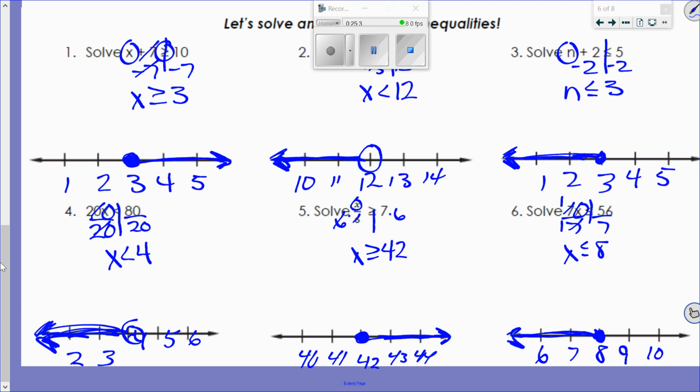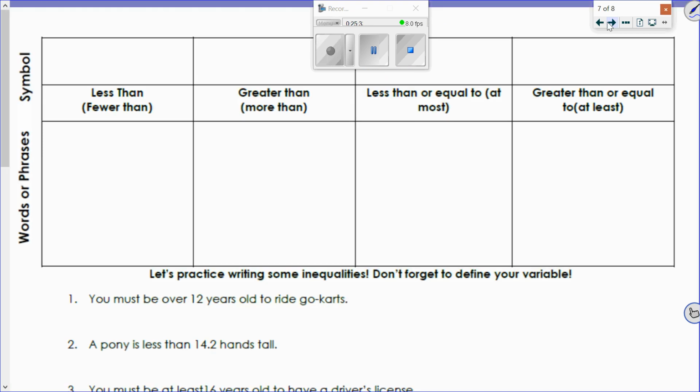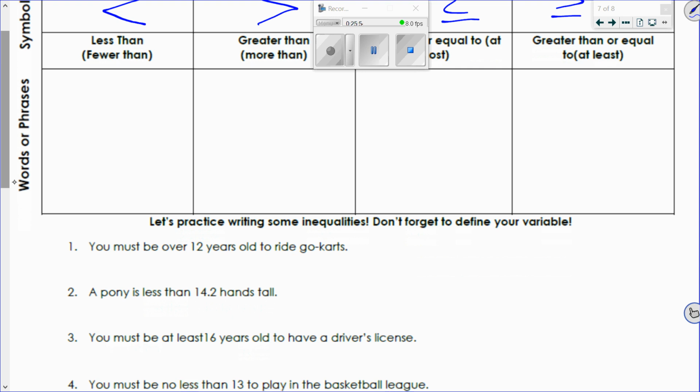So our next page. Unfortunately, we're down to just 7 minutes. So we're just going to rewrite the symbols up here to make sure you've got a quick reference, to make sure you write them correctly. But I'm not going to put words in for right now. What we do is practice writing inequalities, translating from English into math.